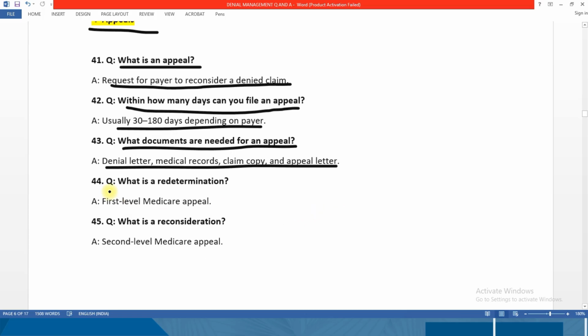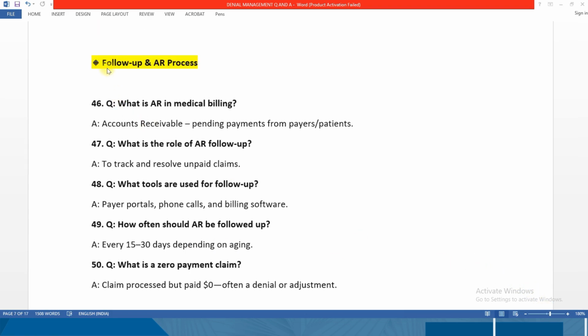Next, what is redetermination? The first level Medicare appeal is called redetermination. So what is reconsideration? The second level Medicare appeal is called reconsideration. Next we will see a few Q&A related to follow-up and the AR process.